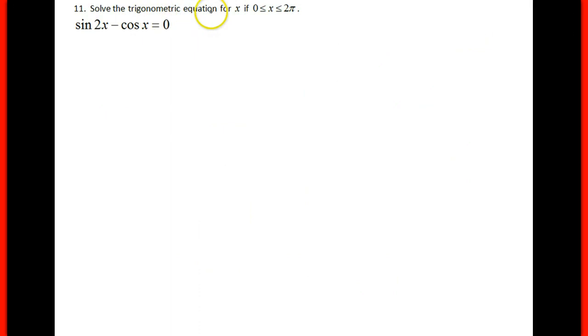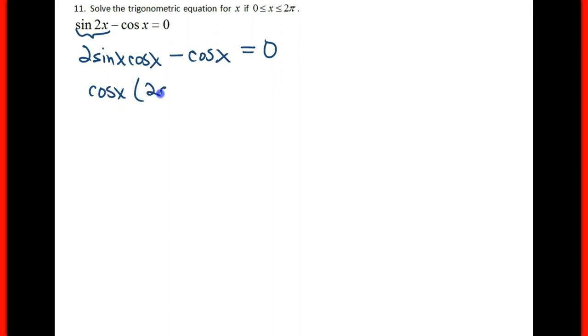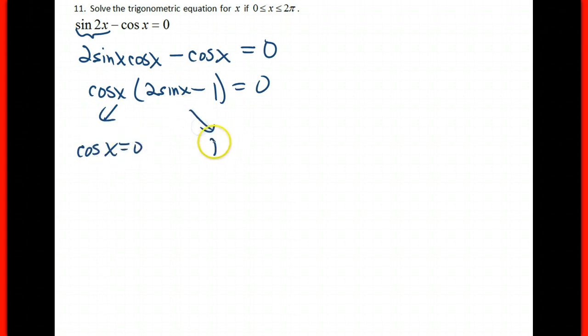And finally, we have solved this trig equation where we have the sine of 2x minus cosine x equals 0. We're going to use the trig identity that the sine of twice x is 2 times the sine of x times the cosine of x. That identity will help us to solve this. We factor out cosine x. That leaves us with 2 times the sine of x minus 1.